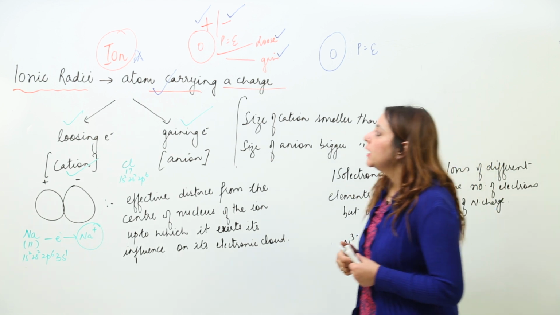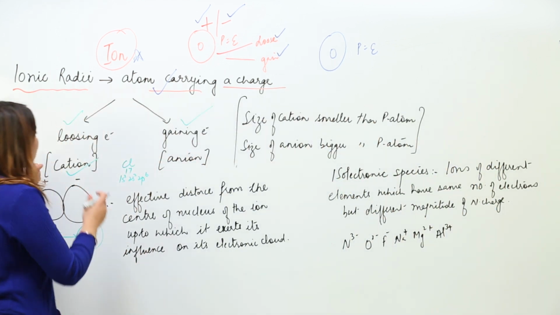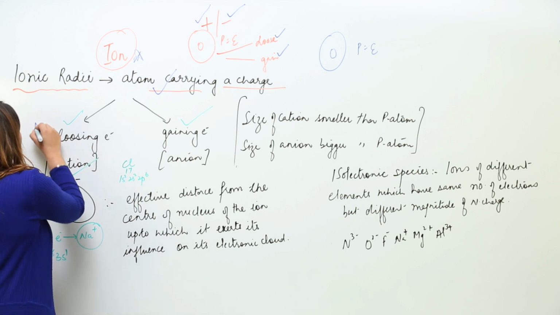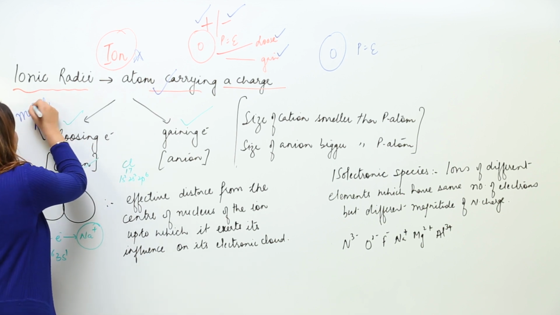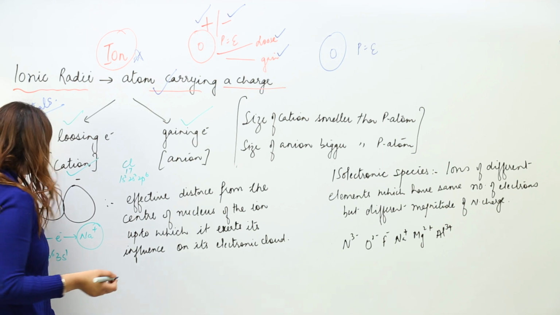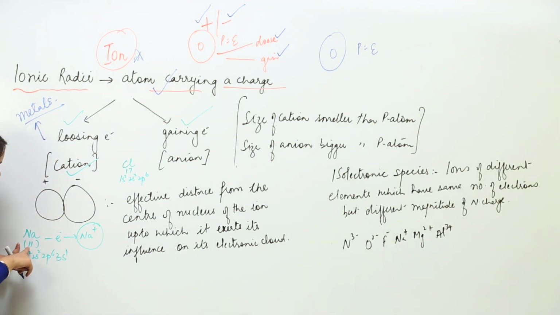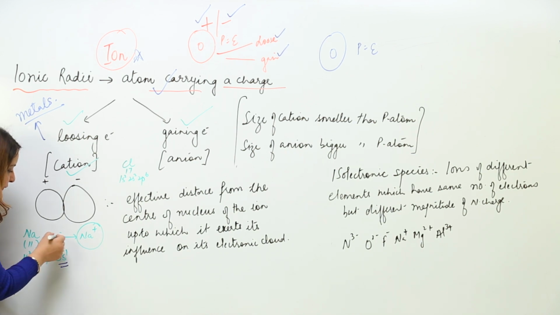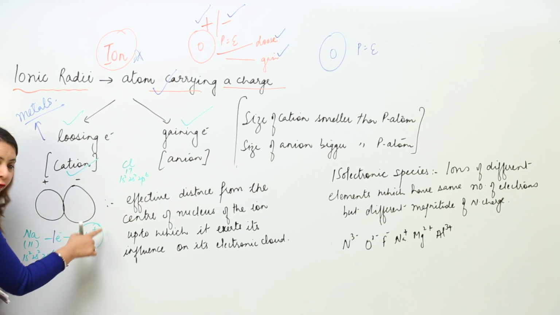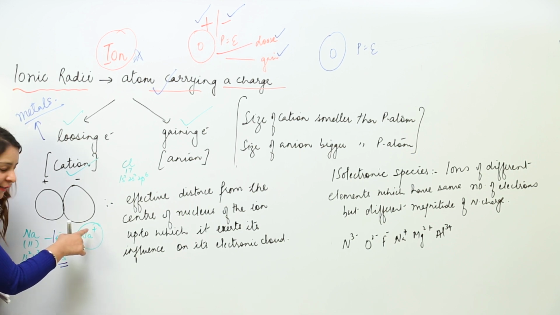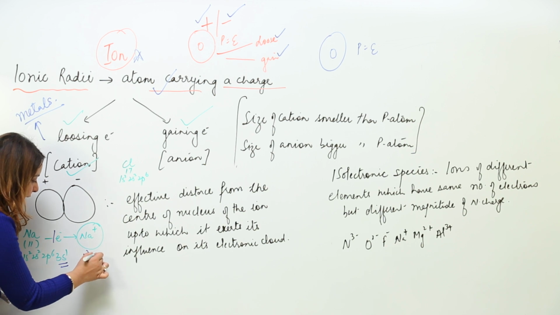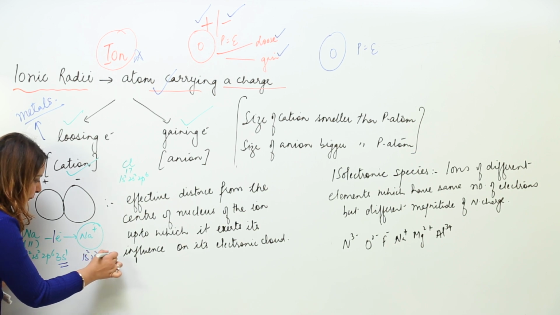For example, suppose we have an atom and it loses electrons. As we know, this is a feature of metals, right? They only lose electrons. So let us take the example of sodium. Atomic number is 11 and configuration is 1s2, 2s2, 2p6 and 3s1. It will lose one electron in order to acquire a stable electronic configuration. After losing it, it forms a positively charged ion, which is called a cation, and its electronic configuration becomes 1s2, 2s2, 2p6.